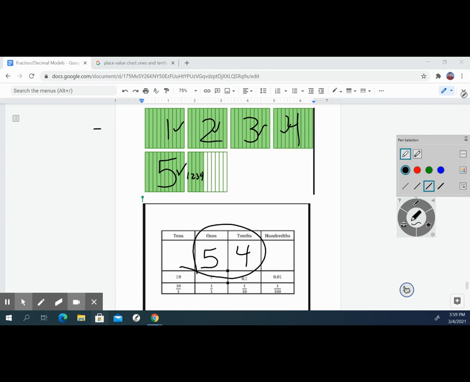We could also write this in decimal form as 5.4. Again, I just said the fraction form, 5 4/10. All 3 of those things show or mean the same amount. Then I'll just do a couple quick random ones, just converting from one thing to the other or back and forth.